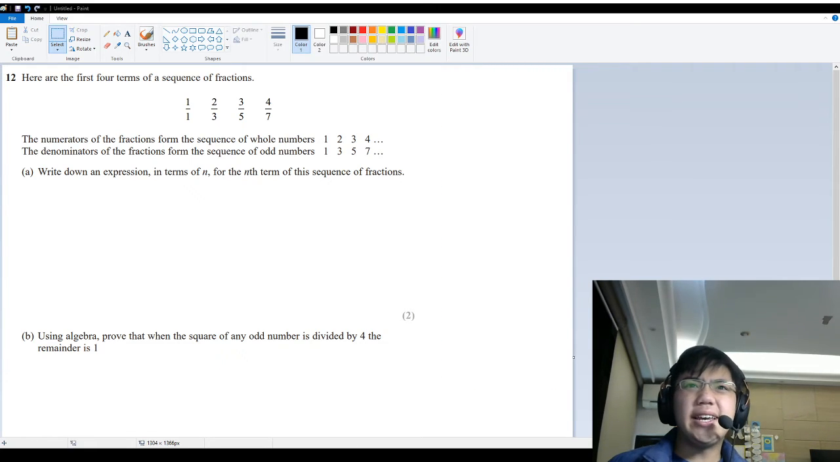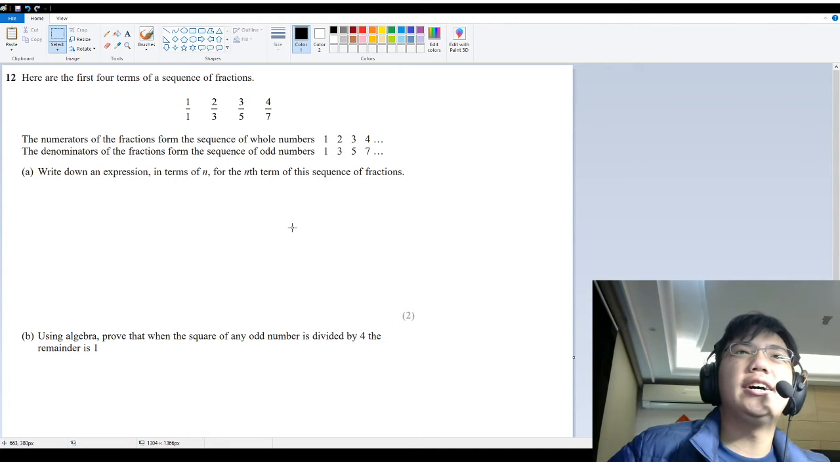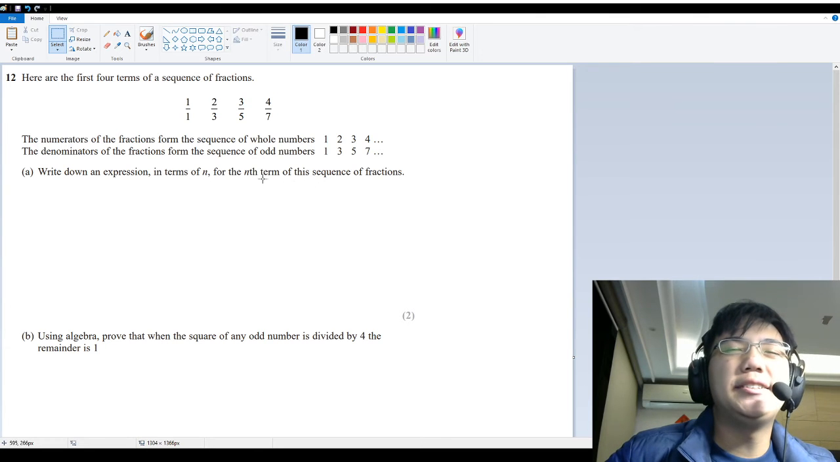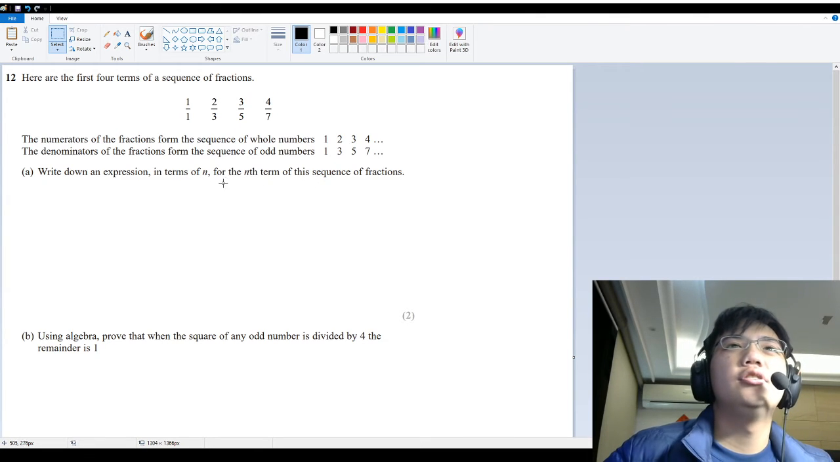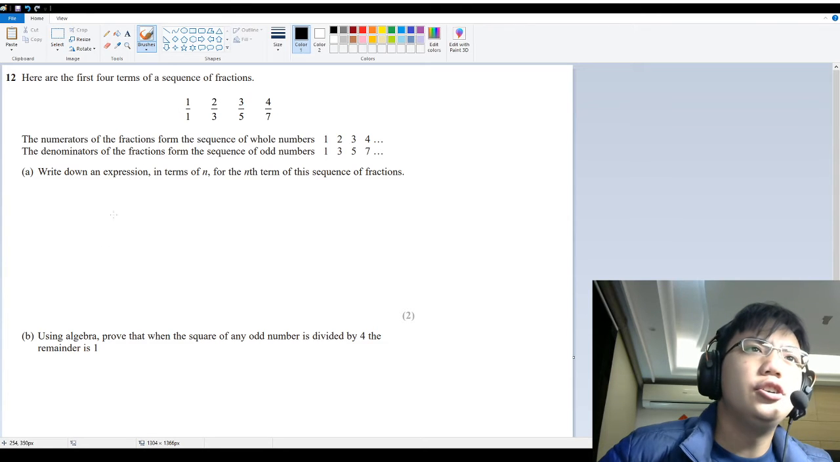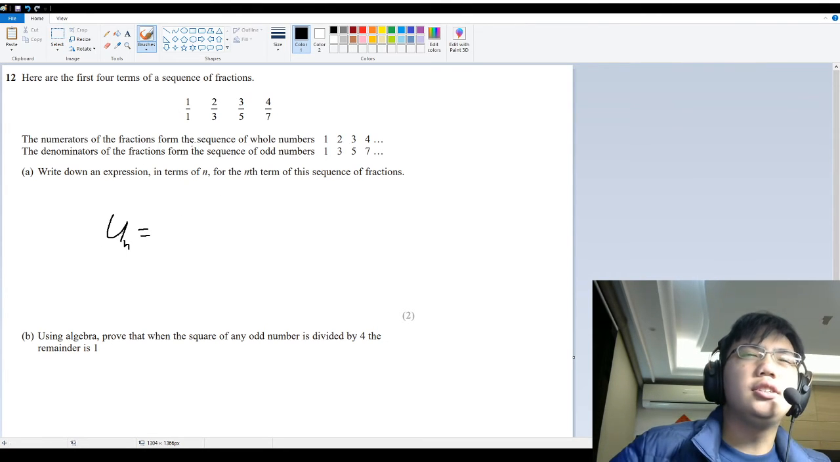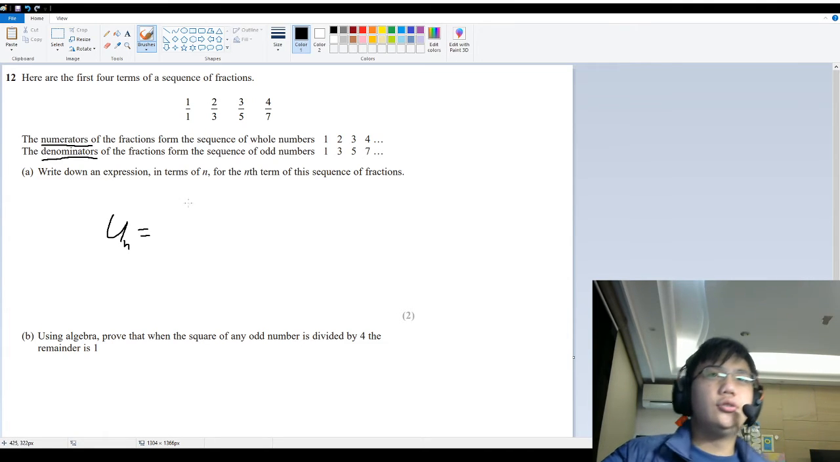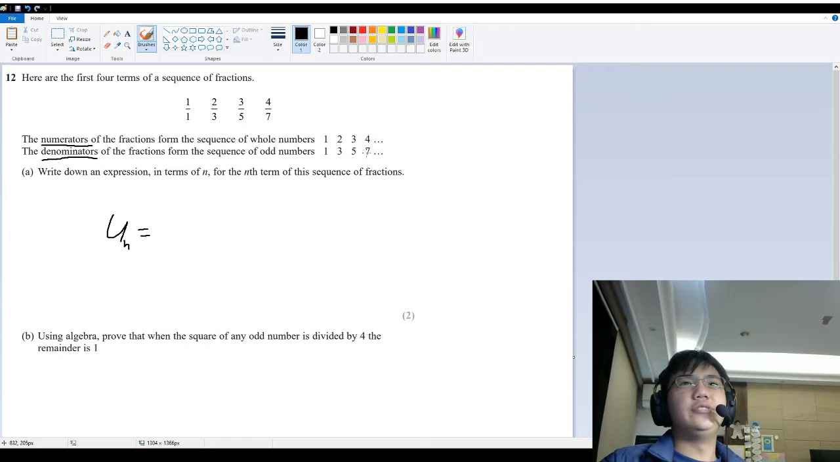So for part A, which is 2 marks, we just need to write the expression for the nth term of this sequence of fractions. So u_n equals the sequence for the numerators and the sequence for the denominators. For the whole numbers 1, 2, 3, 4, you just write n, as when n equals 1, u_n equals 1, and so on and so forth.